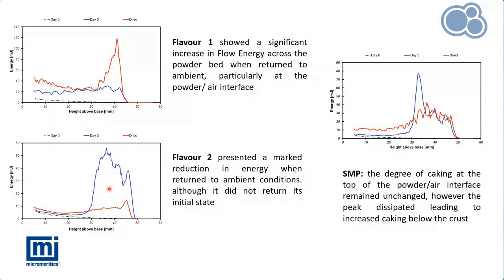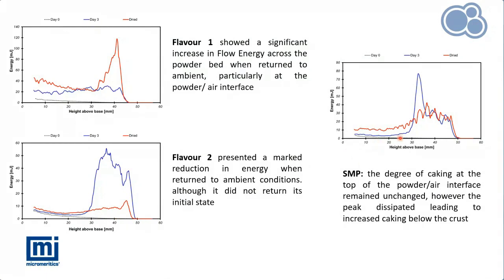Moving on to a second flavour ingredient, after 3 days at 75% RH, we've got very clear crust formation. And then once that sample's been dried, we can see that the energy of that crust, effectively the strength of the crust, has been reduced, and we've got a slight increase in the energy throughout the depth of the vessel. So part of that moisture may well have propagated throughout the depth of the vessel, but again we don't return back to the initial state.